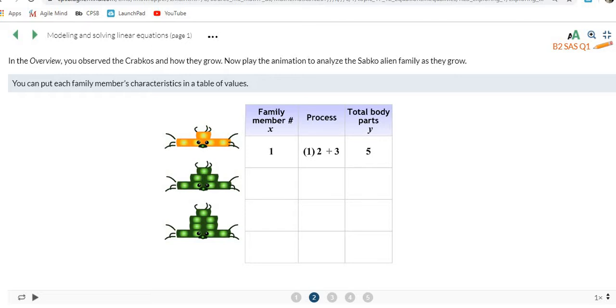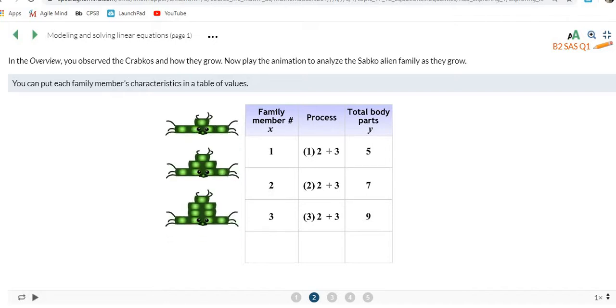No. Is he going to have a times 2? Yeah. Is he going to have a plus 3? Okay, so the second member has 2 sets of core bodies plus his 3 hairy legs, which gives us a total of 7. Third member has 3 sets of cores plus the 3 hairy legs and gives us a total of 9.